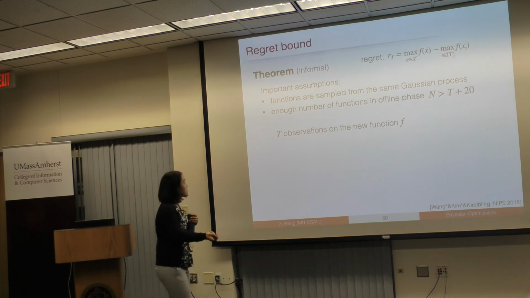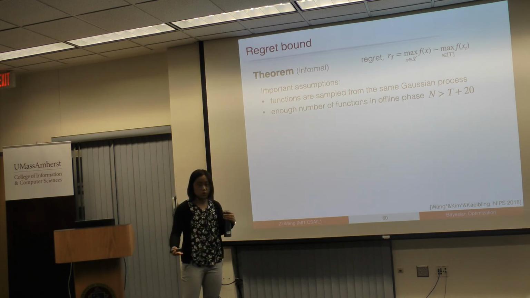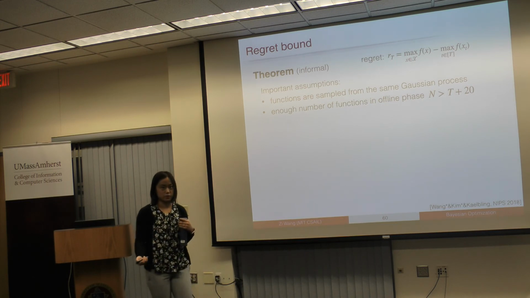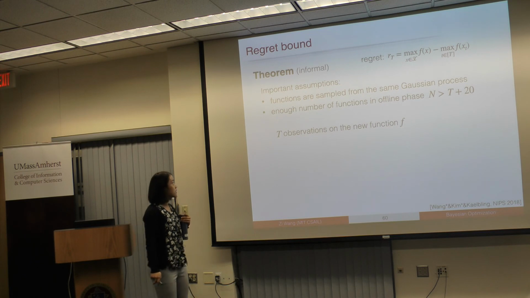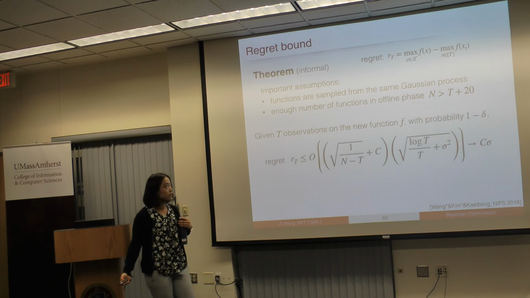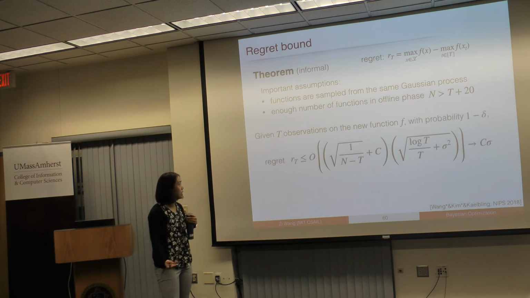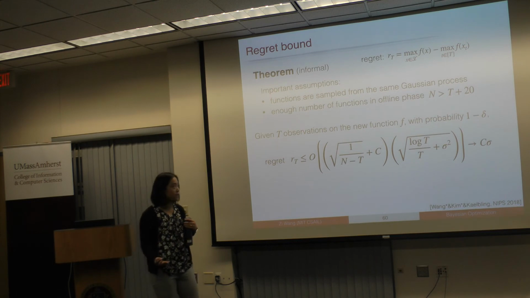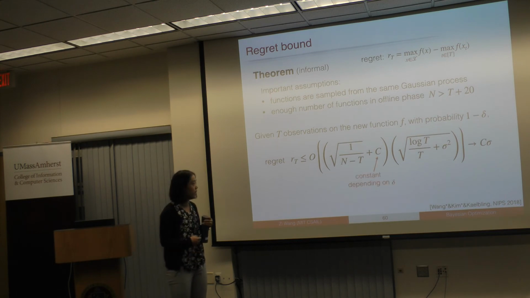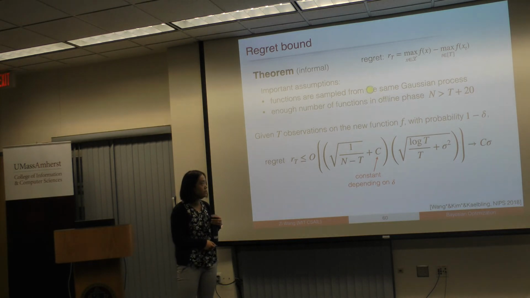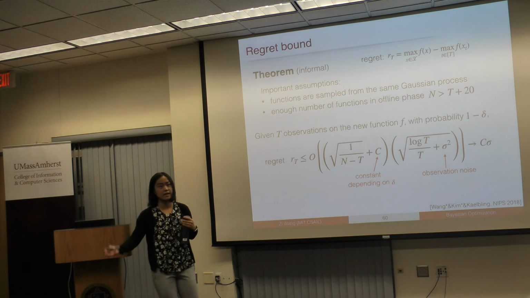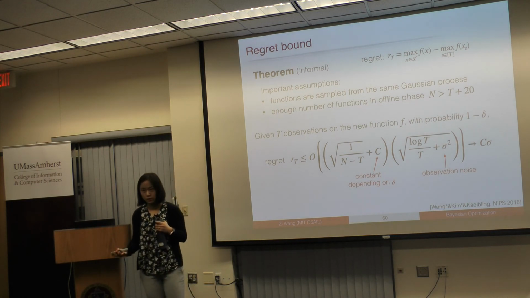The assumptions we're using here are that we have functions sampled from the same Gaussian process prior, and we have enough of those functions. Then given t new observations on our new function, we can show that with high probability, our regret is going to approach a small value, which is determined by the probability here and the observation noise. So in the case where we have small observation noise, we also have small regret.